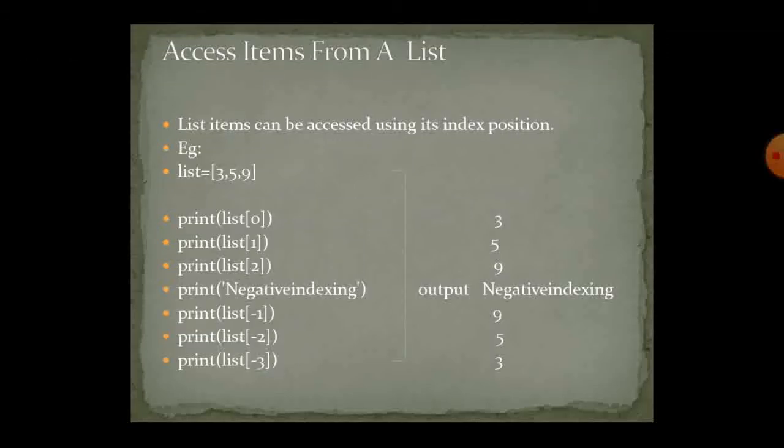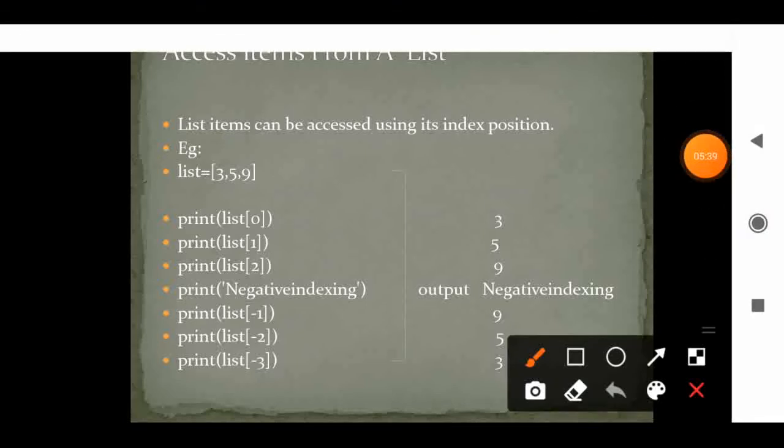Accessing items from a list. How can we access the items from a list? Using the index value, we can access the element in a list. For example, list equal to 3, 5, 9. Print list[0]. What is the value of list[0]? It is 3. List[1] is 5. List[2] is 9. Now negative indexing.